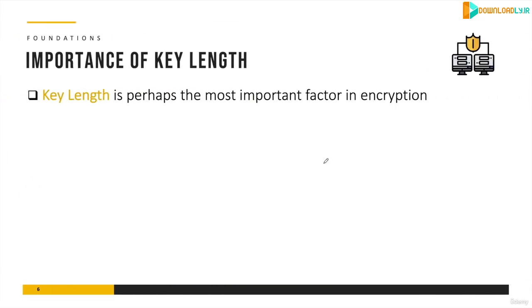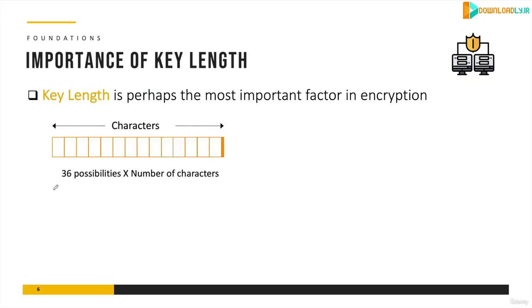Perhaps the single most important factor which can determine the strength of encryption is the key length. The longer the key, the better. So let's say you have a password with X number of characters. For every character, you can select either from A to Z, which are basically 26 different alphabets, or digits 0 to 9, which are 10. So 26 plus 10, 36 possibilities for each of these cells or each of these characters.